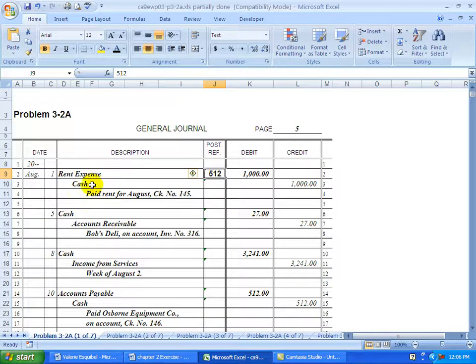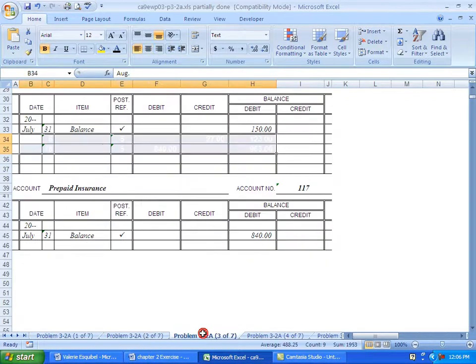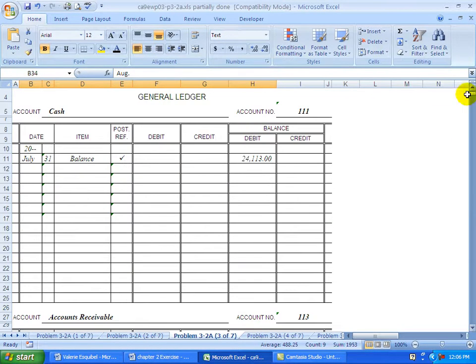The next one is to go to the cash account and credit it for $1,000. So let's find the cash account. Cash account is in your general ledger. It's bigger than many of them because we use them a lot. So let's put in the date. We have to put in August because it's a new month. And it's a credit, so we go to the credit column.